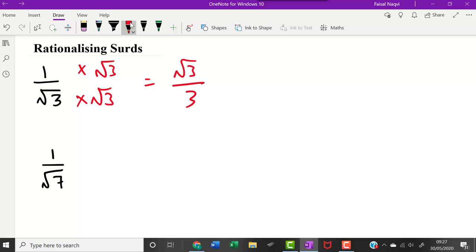You must always check to see if you can simplify this any further. This cannot be simplified, so that's the final answer.